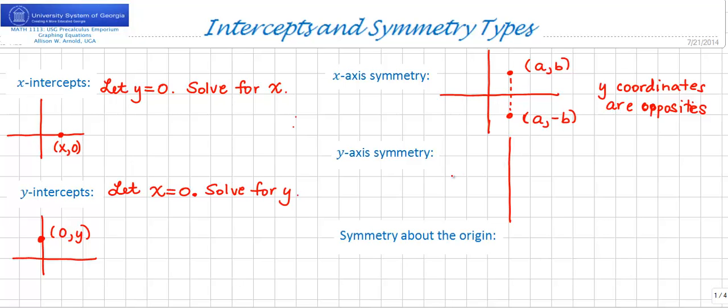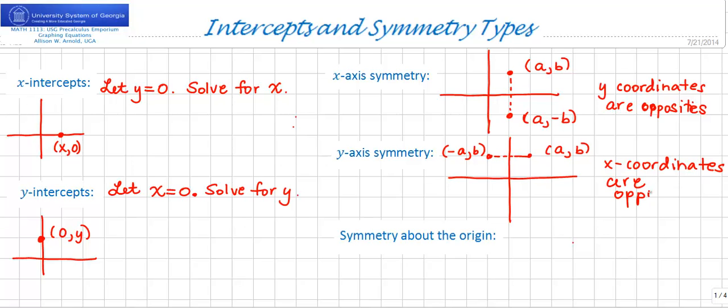Likewise, for y-axis symmetry, if you have an ordered pair on the graph, and you have the mirror image about the y-axis, then your x-coordinates are going to be the opposite of what they were, and the y-coordinates will be the same. And again, this is how you would apply the symmetry test.